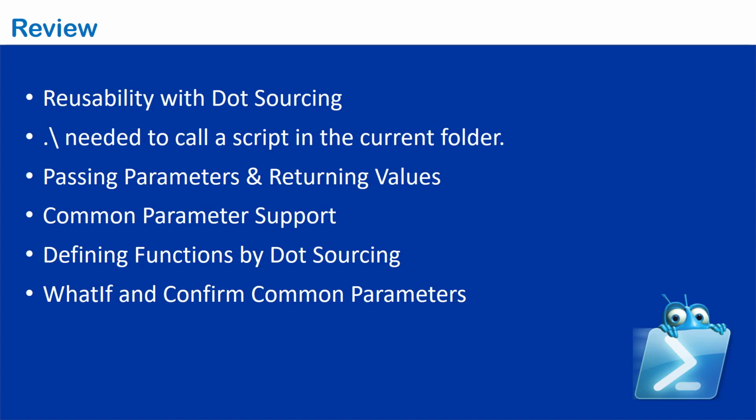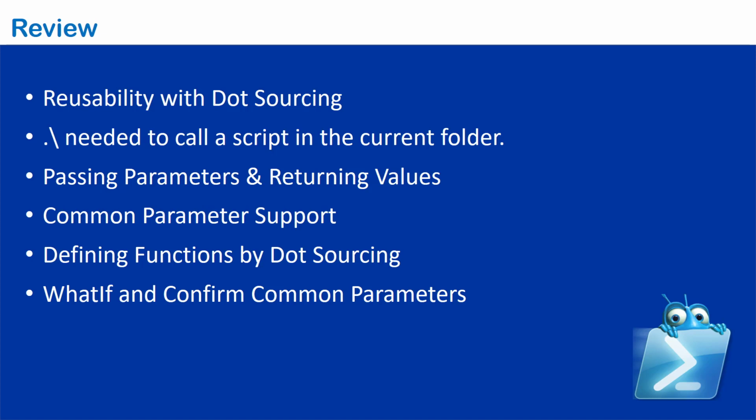The period backslash is needed if we want to call a script in the current folder. We can pass parameters and return values, as we saw. We can implement, using the cmdlet binding attribute, the common parameter support. And we looked at defining functions by .sourcing as opposed to just calling the script and letting it execute. And that, to me, is preferred. I will cover functions and modules in another presentation, so I don't want to get too much into those.